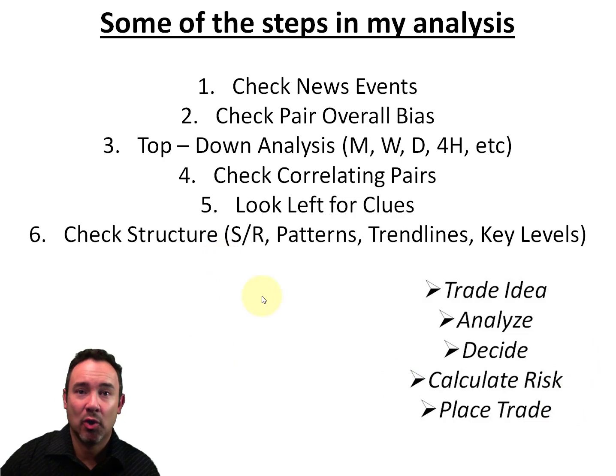Number 6, check the structure. Support and resistance levels, patterns, trend lines, key levels. That's sort of what I've been talking about. So you come up with your trade idea. You analyze, which is what these 6 steps are. Then you decide what you want to do. You calculate your risk and you place your trade and you are off to the races.